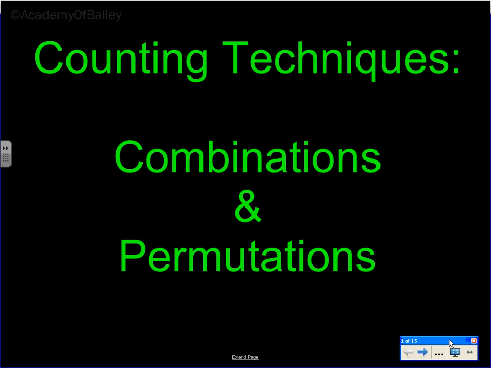Okay, we're going to get started here. This lesson is going to be on counting techniques. For counting techniques, we are going to have the video broken up into two parts. This part is going to be combinations and permutations, and the other part is on the counting principle. Before we start determining different combinations and permutations, we have to understand a few things.